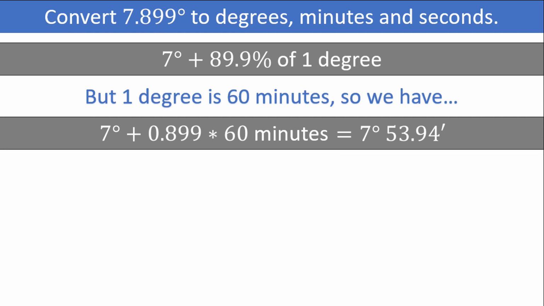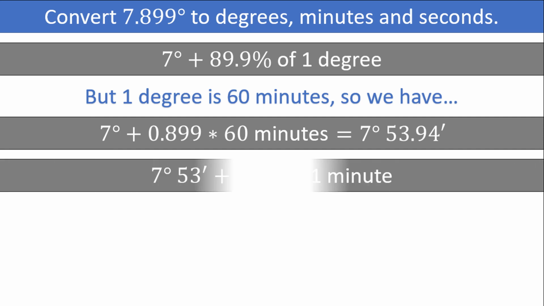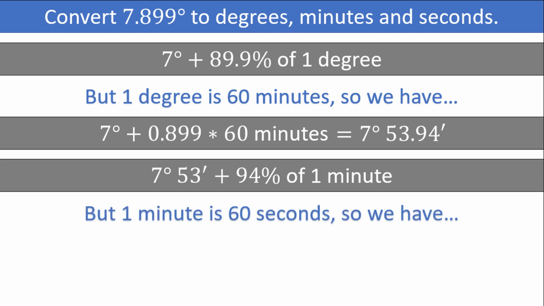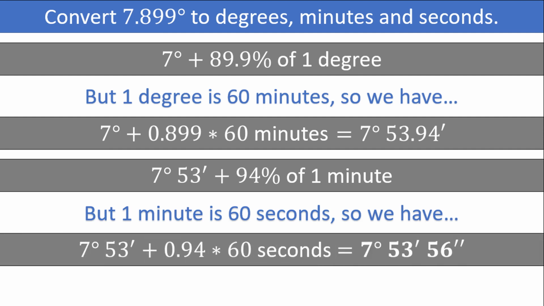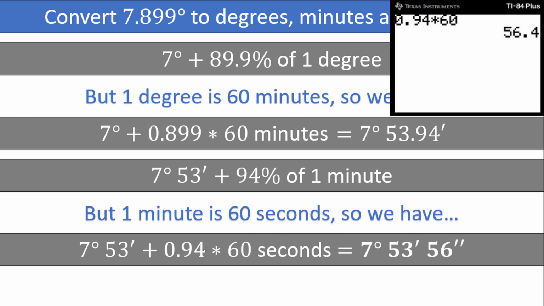Now we need to deal with the partial minutes. 53.94 means we have 53 minutes, and we are 94% of the way to having a 54th minute. But each minute contains 60 seconds, so we must be 94% of the way into 60 seconds, which is 0.94 times 60, or 56.4. 56.4 seconds is 94% of the way to 60 seconds.